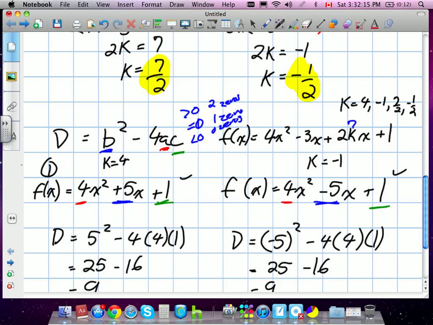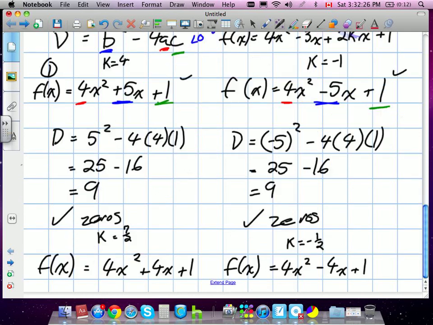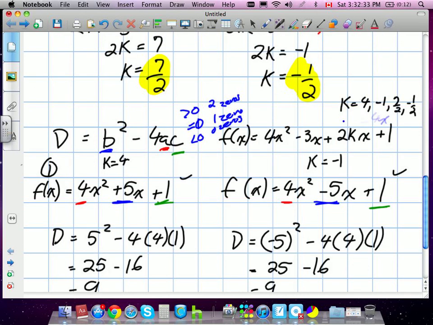So both of those options had 2 zeros. The next thing I figured out was when k was 7/2 and when k was -1.5. I solved for their trinomials. I'll go quickly up and show you how I did that. When k was 7/2, I multiplied by 2. The 2's cancel each other out, and I'm left with -3x plus 7x, which gives me positive 4x. That was what this b was right here.